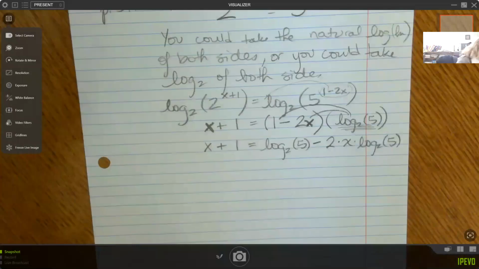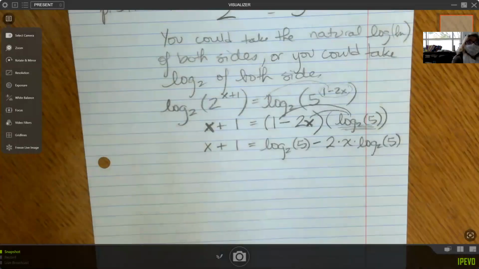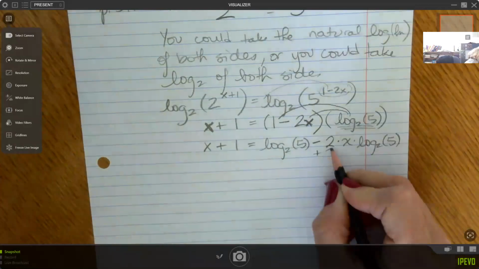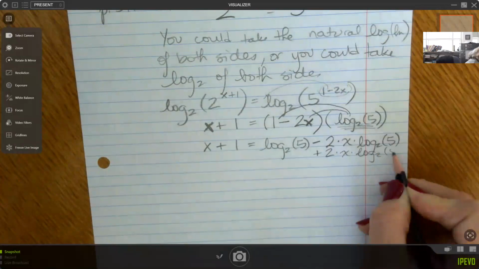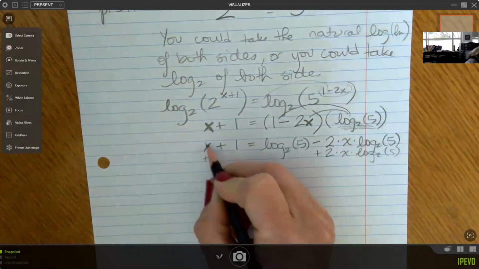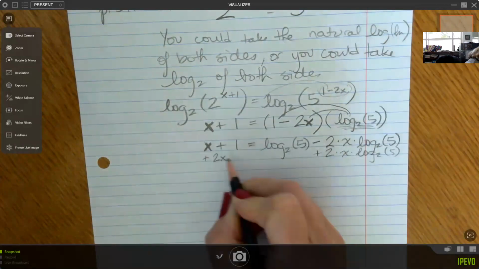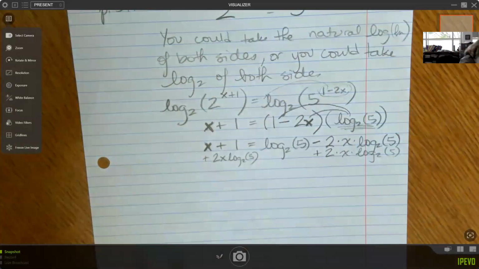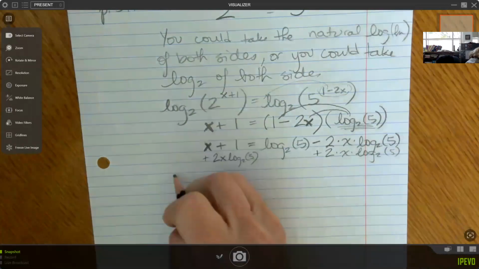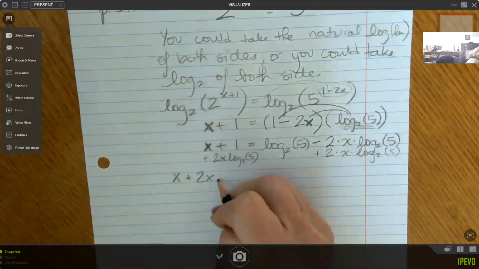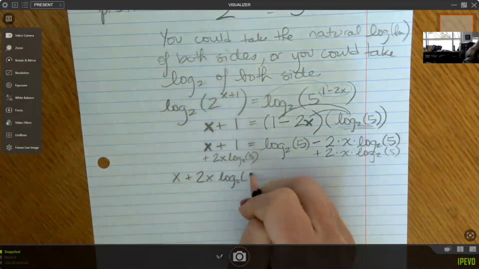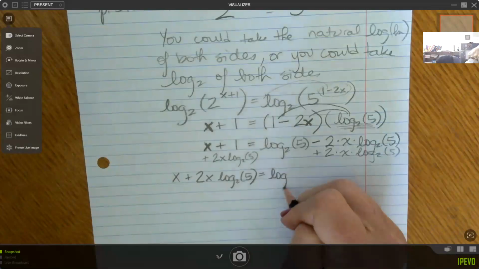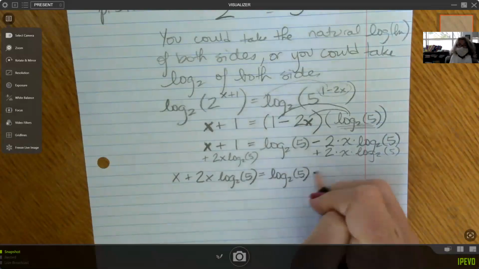And so now I'm going to get the x's on the same side of my equation. If I add this to both sides, now I'll have the 2 x's on the same side. And I'm also going to subtract the 1 from both sides. So now I've got x plus 2x log base 2 of 5 on my left-hand side, and on the right-hand side, I've got log base 2 of 5 minus 1.